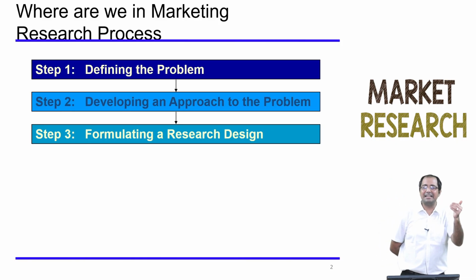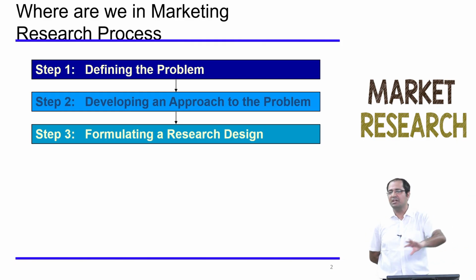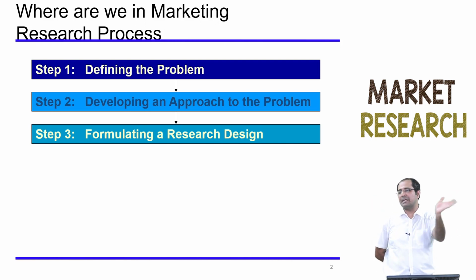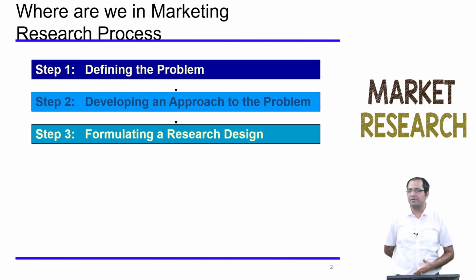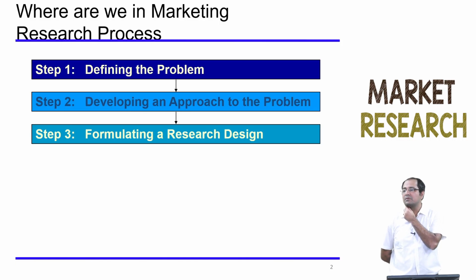So at the end of step number 2, we are not only mentioning research questions and hypothesis, we should also be writing the variables on which we will be collecting the information so as to answer our research questions and test our hypothesis. Now, what is the research design?